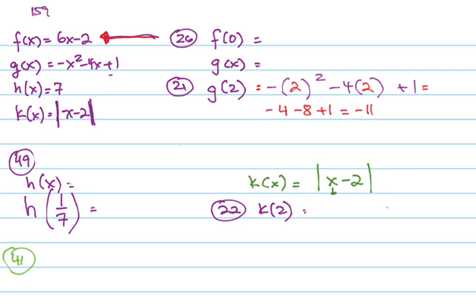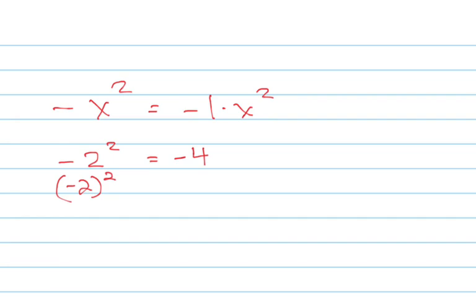Be careful about that. If the negative is on the outside, like so here, negative x squared really means negative 1 times x squared. That's really what that means. Now, if you have negative 2 squared, which is a negative 4, but if you have negative 2 in parentheses squared, that is a positive 4. Be careful about that.